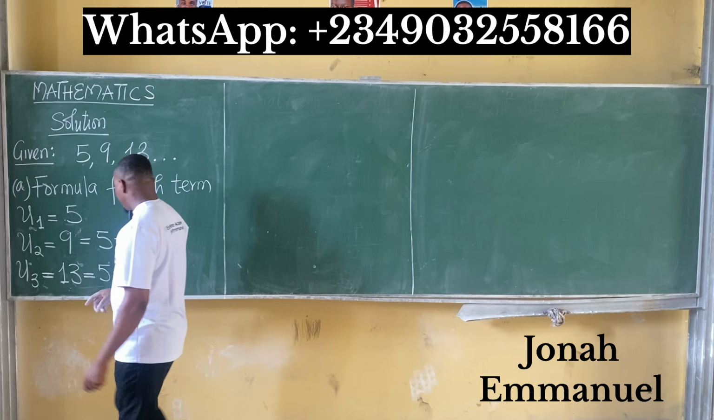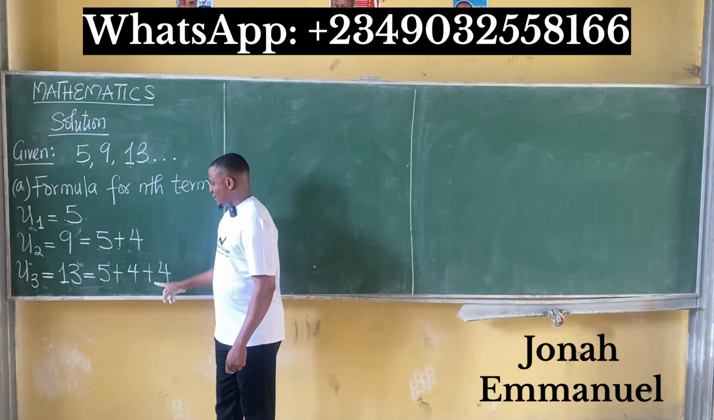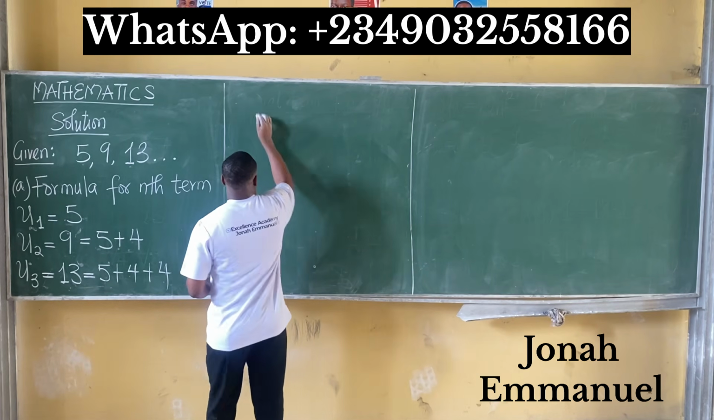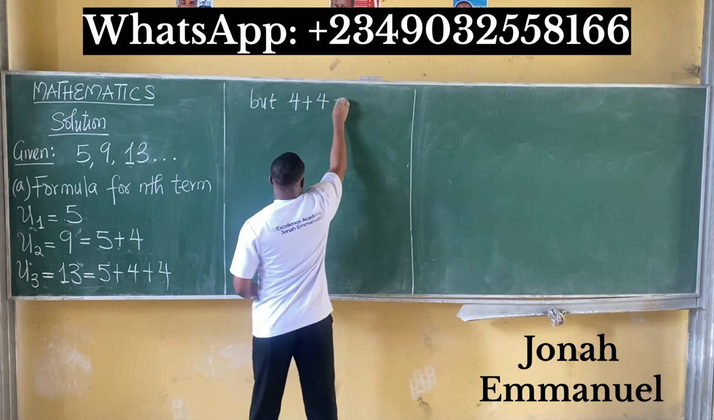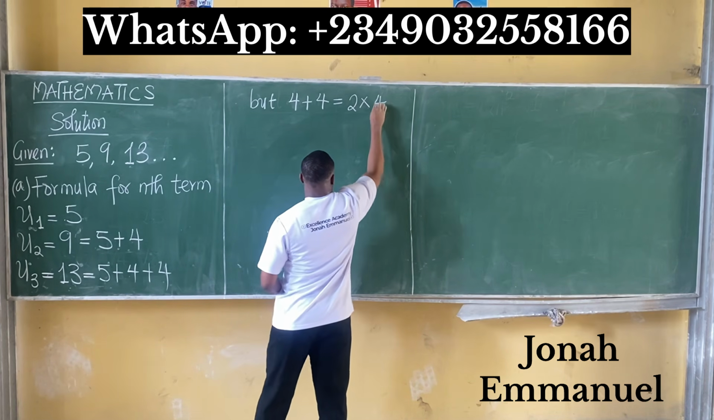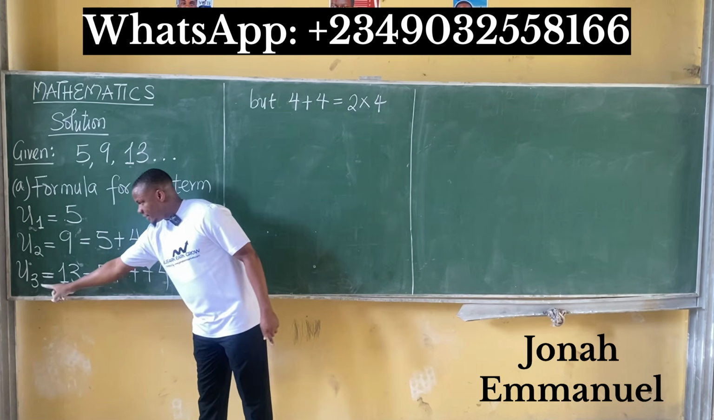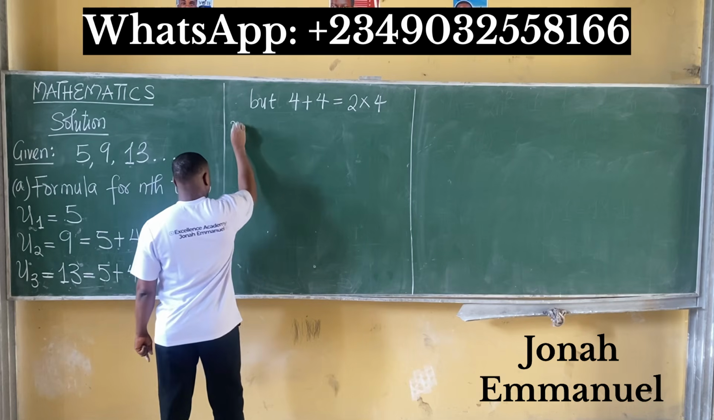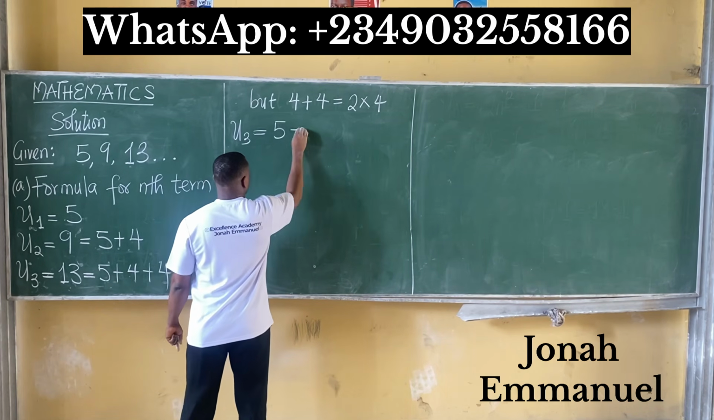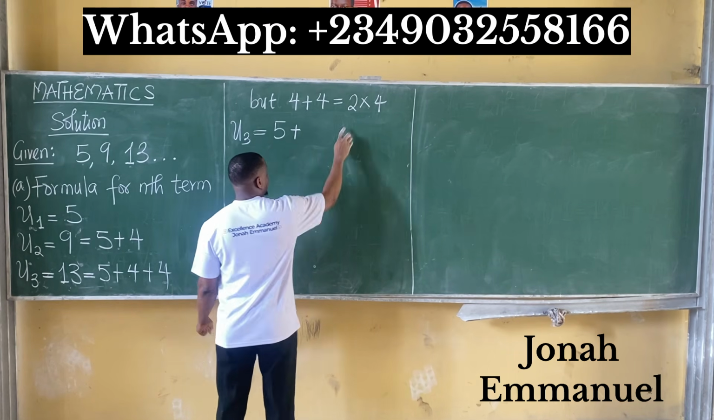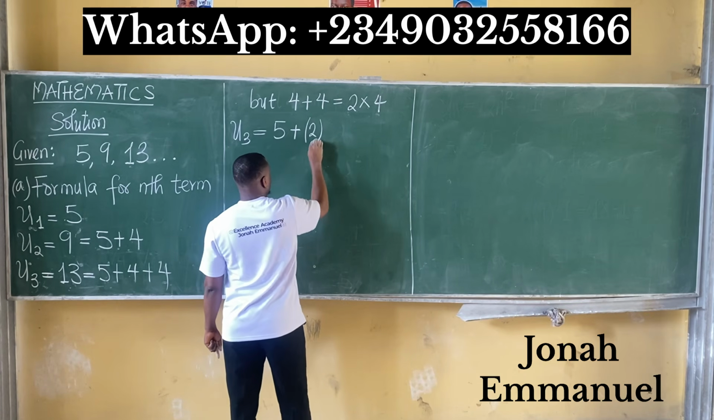So what do you observe here? This becomes 5, my initial term, plus 4, my second term, then plus another 4. But I know very well that 4 plus 4 is the same thing as 2 times 4. Since 4 appears 2 times, it becomes 2 times 4. So from here, U3 will be equal to 5 plus 2 into 4.